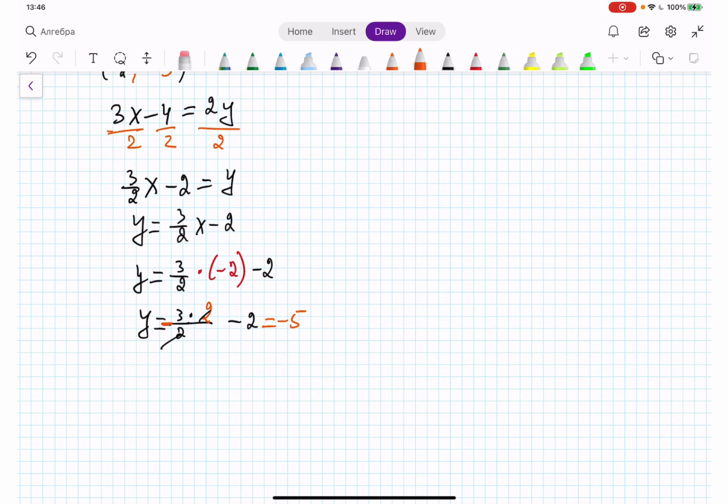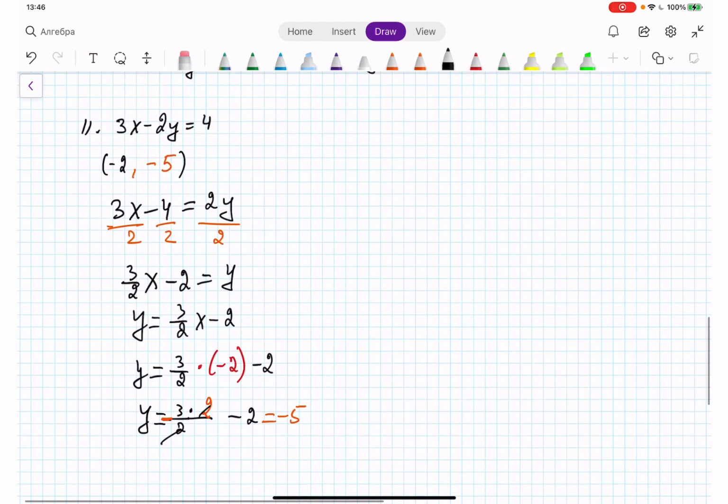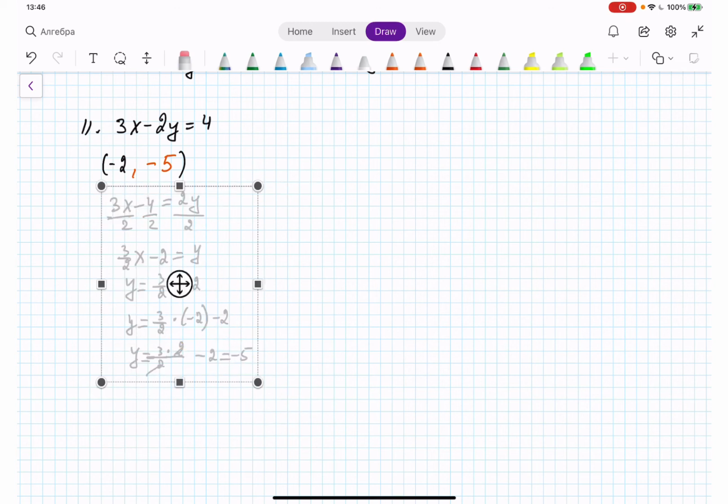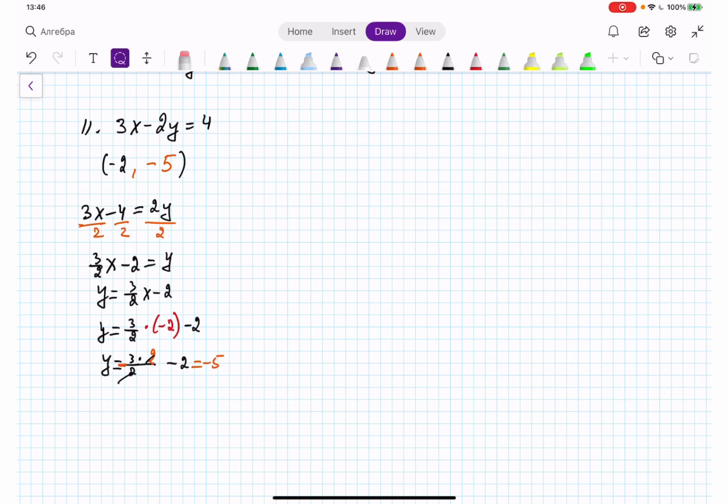Next, we need to find x. Our y is equal to 1. All right, let's find x. We have 3x minus 2y is equal to 4. My 3x is equal to positive 2y plus 4, right? I moved 2y to this side, yes? And I need to divide by 3 because I need x.